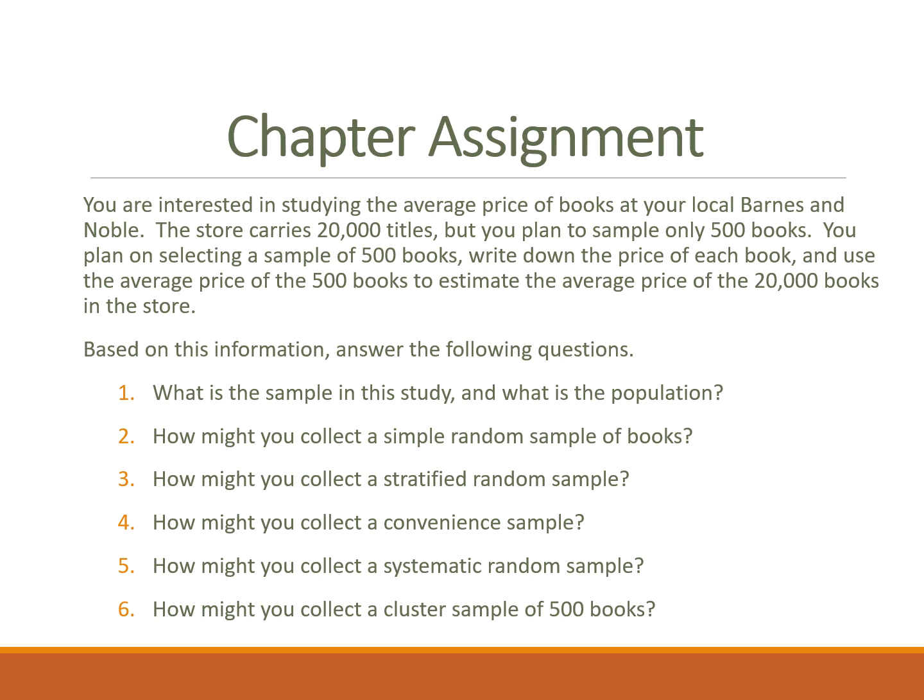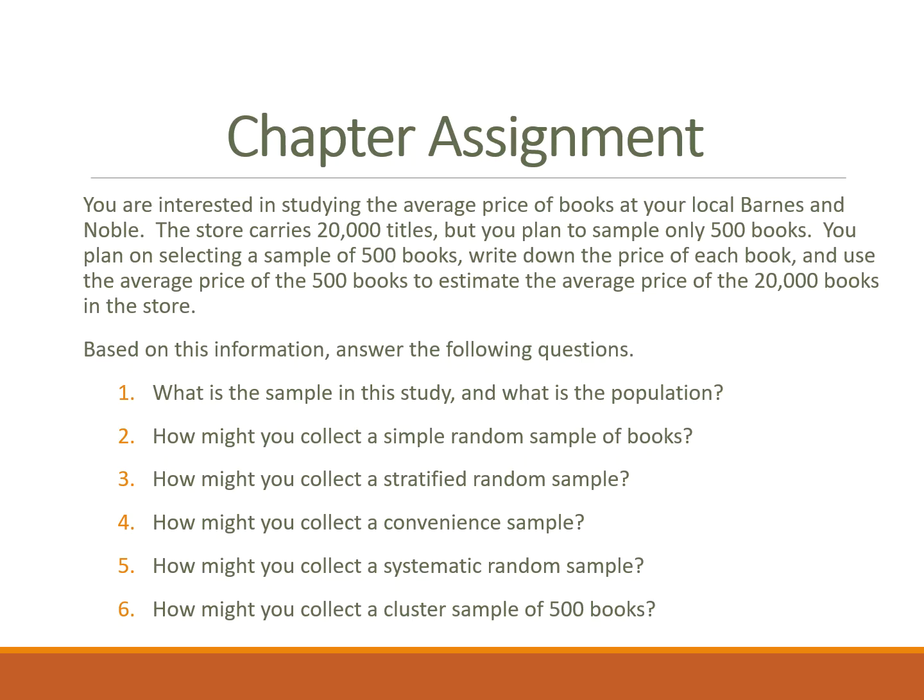Would you want to make sure that you get a stratified random sample from each of those categories? How might you collect a convenience sample? What would be the easiest way for you to get those 500 books? How might you collect a systematic random sample?